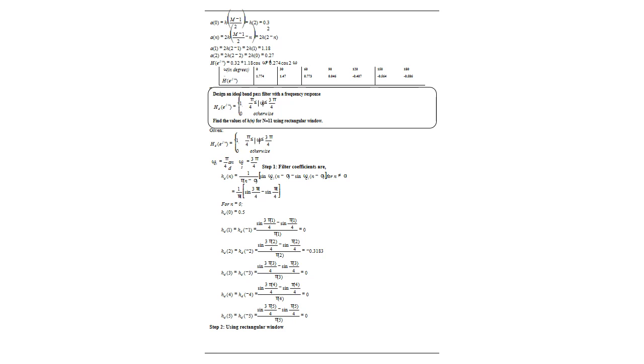So that is hd of e power j omega is equal to 1 for pi by 4 less than or equal to omega less than or equal to 3 pi by 4, and 0 otherwise. So for this, omega c1 is pi by 4 and omega c2 is 3 pi by 4. So first step, we have to find out the filter coefficients. So hd of n is equal to 1 by pi into n minus alpha, sin omega c2 into n minus alpha, minus sin omega c1 into n minus alpha, for n not equal to alpha.